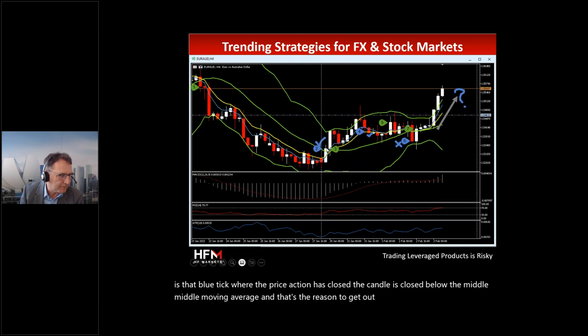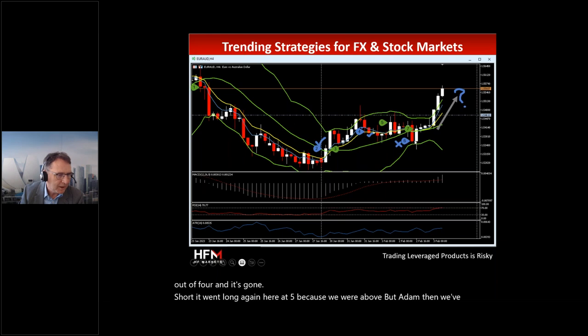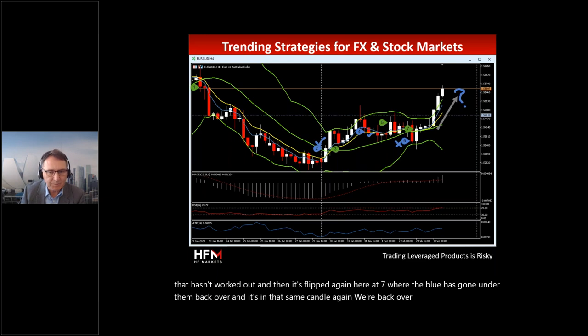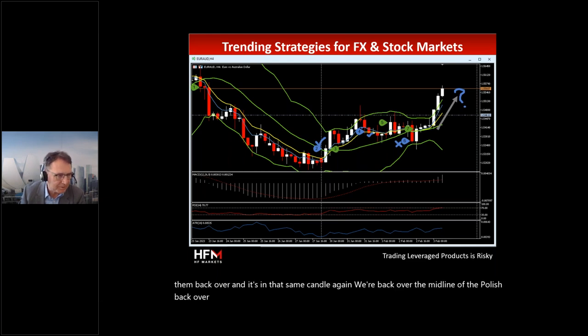So we bought here at 3, we got out at 4, and it's gone short. It went long again here at 5 because we were above, but that hasn't worked out. Then we've gone short, that hasn't worked out. And then it's flipped again here at 7, where the blue has gone under, then back over in that same candle, back over the midline of the Bollinger Band, back over the 20 period moving average. And at 7, it's gone long. So 5 was a long position.